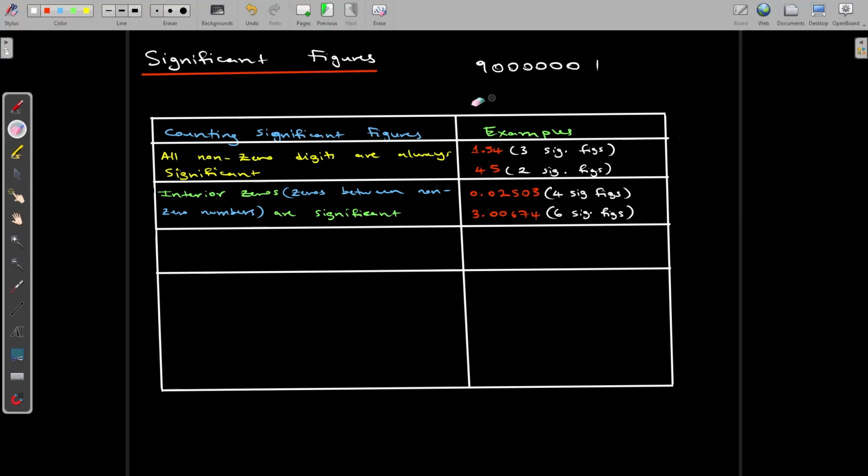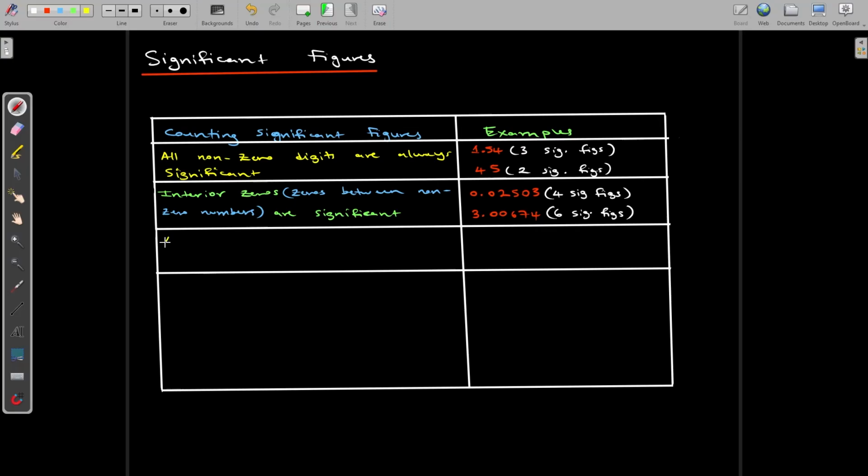Oh, so if the 0 is at the end, it won't count. No. There is only one condition, but we'll get there shortly. A special condition for that one.